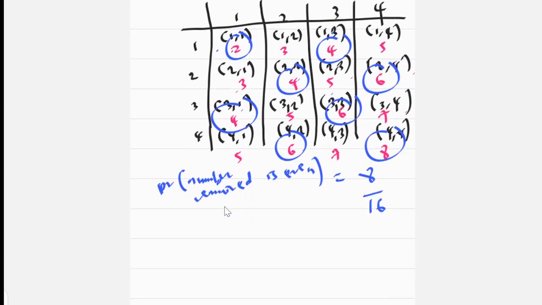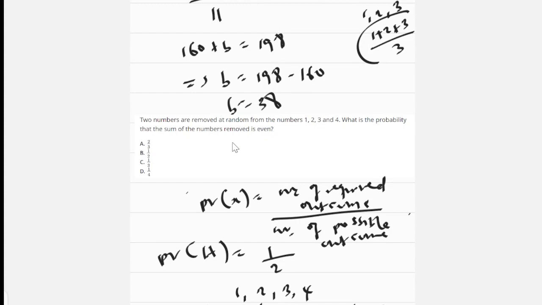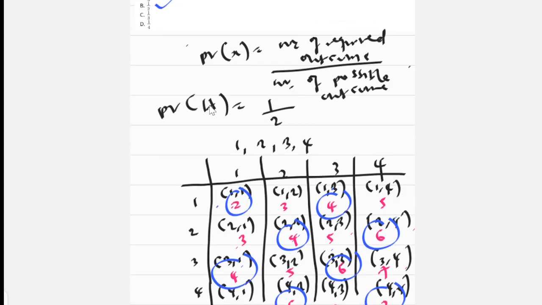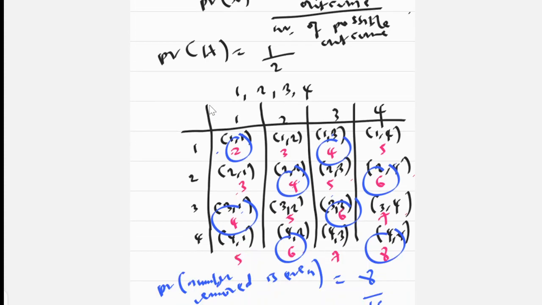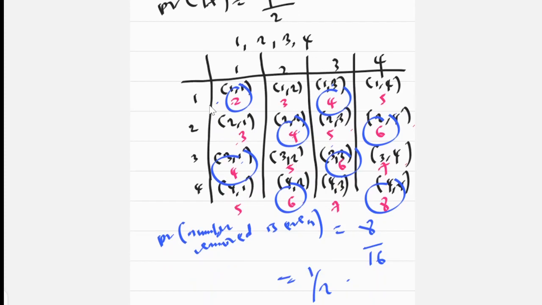You know, the total possible pairs we have is what? 16. So which will give me 1 over 2. So B is the answer. Okay, what if the question asks you to find the probability that is odd? Just count the number of odd and divide it by 16.